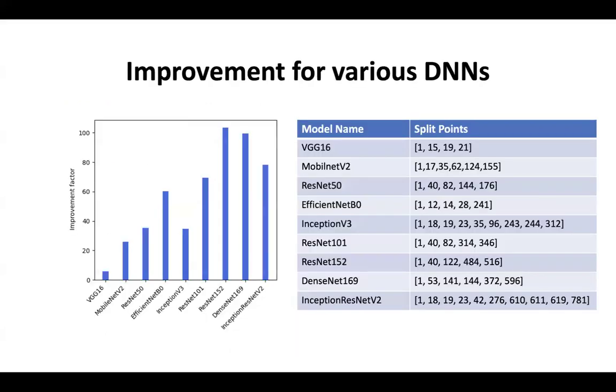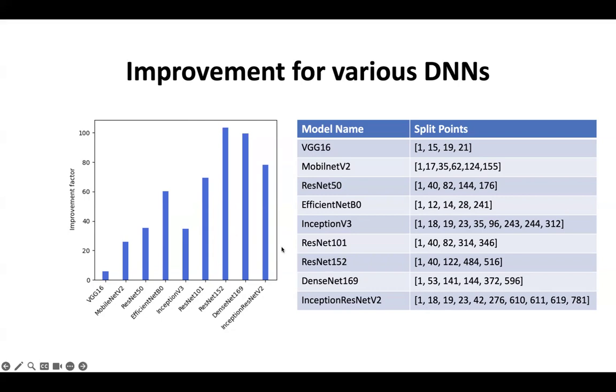So now I'll show how much improvement can be gained by using only these split points for our adaptive strategy to find the partitioning points in multi-tier environments. The first plot shows different models on the x-axis. And on the y-axis, it shows the improvement factor, which means how much improvement we have by considering all the layers rather than considering only the split points.